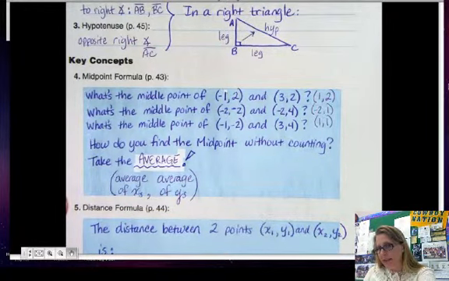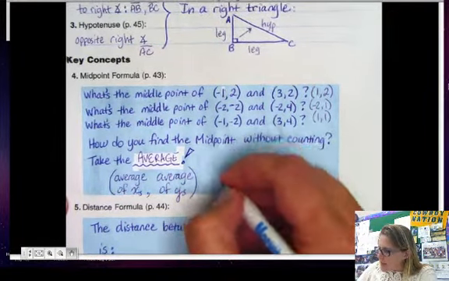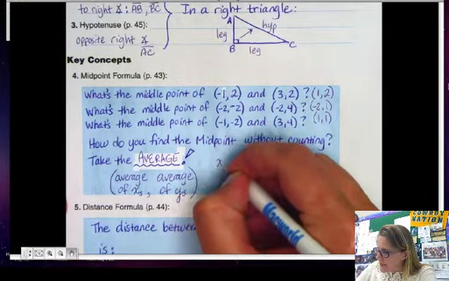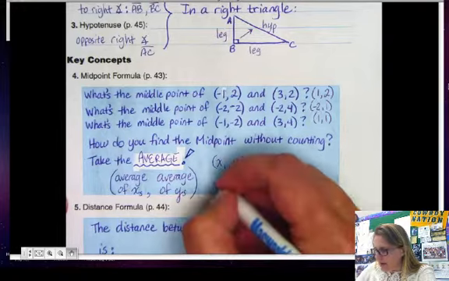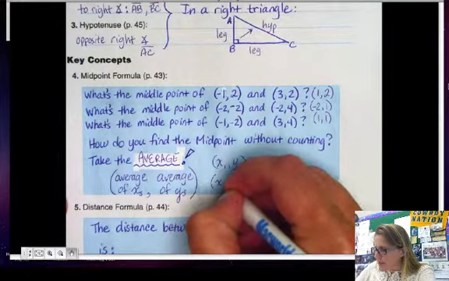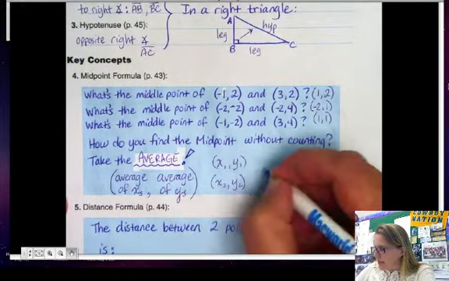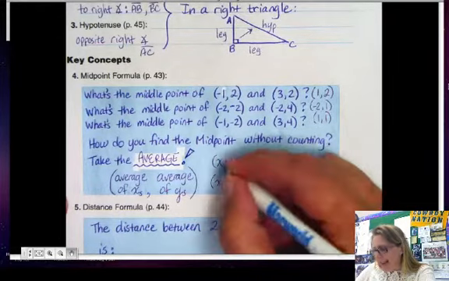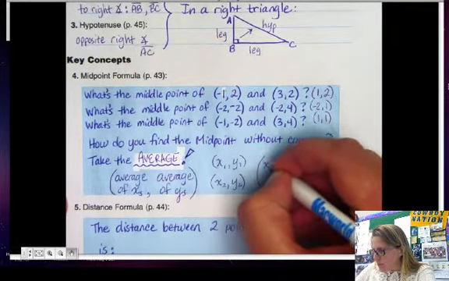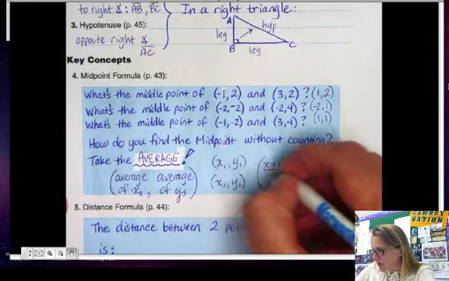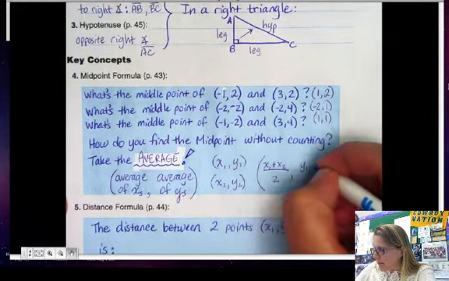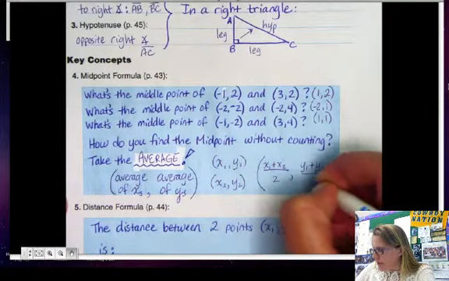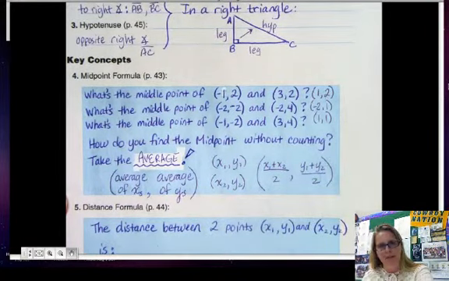In the book, it has it a little bit fancier. And what it says in the book is if you have 2 points, x1, y1, that means any point on the graph, and another point, x2, y2, then you can find the average by adding these together, x1 plus x2 over 2, and adding the y's together, y1 plus y2 over 2. And there you have it.